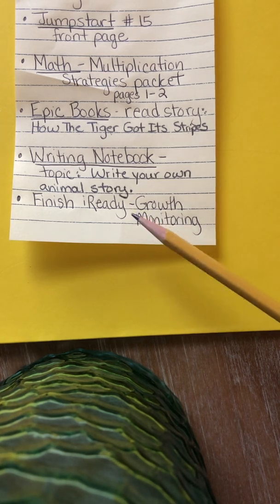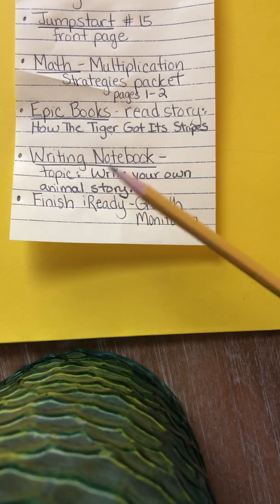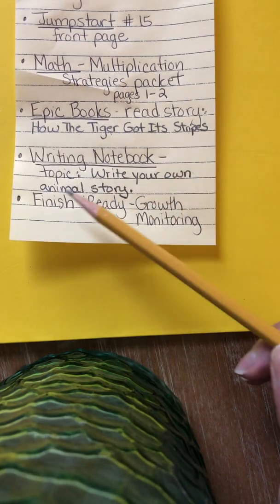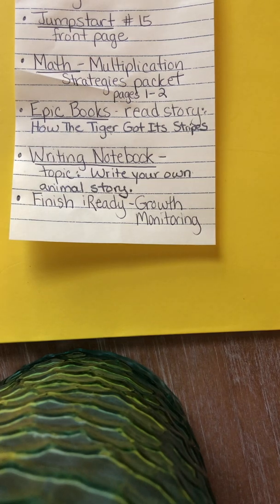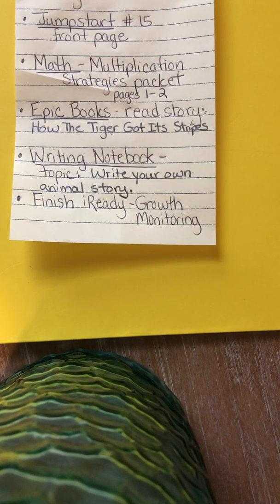After you read, I would like you to do your writing. The topic is to write your own animal story. So you could talk about how the elephant got its trunk, why the giraffe has a long neck. You could talk about why a leopard has spots. So you can pick an animal, pick a feature on that animal, and tell me in your own little fictional story how the animal got that feature.